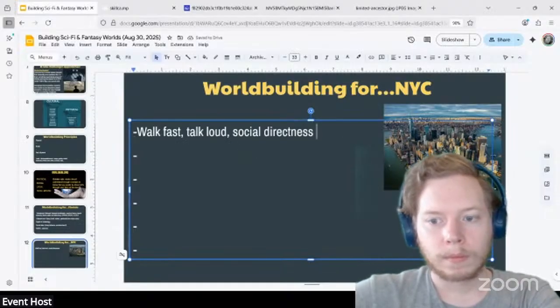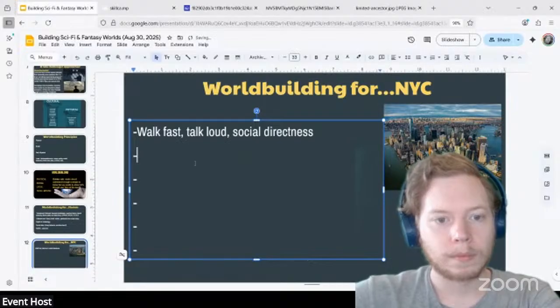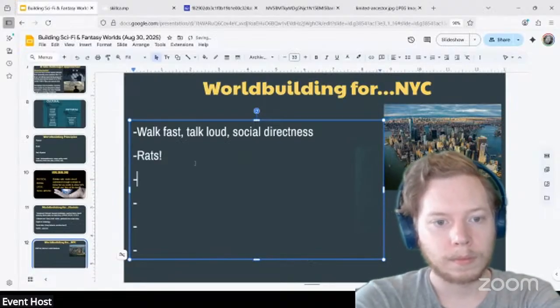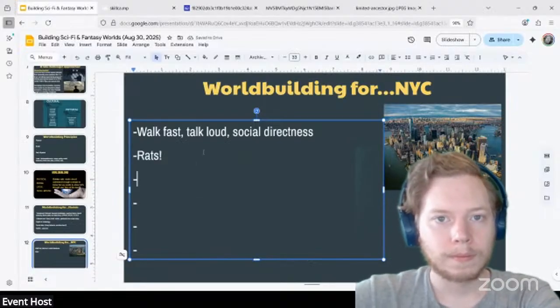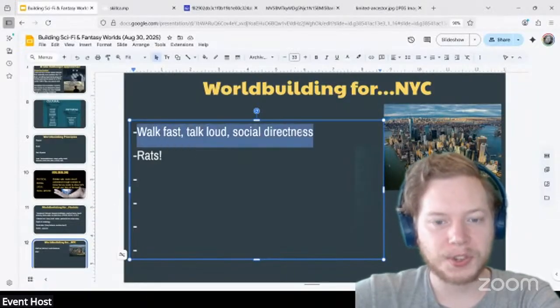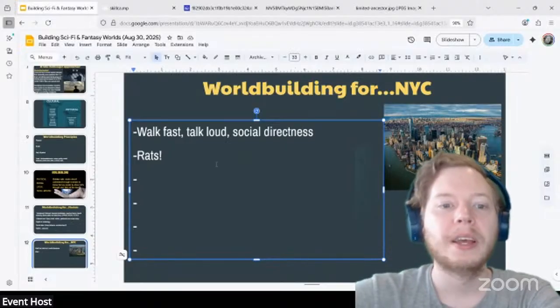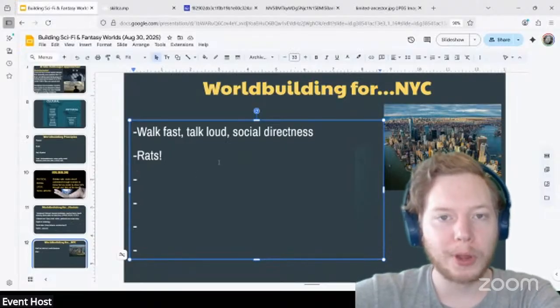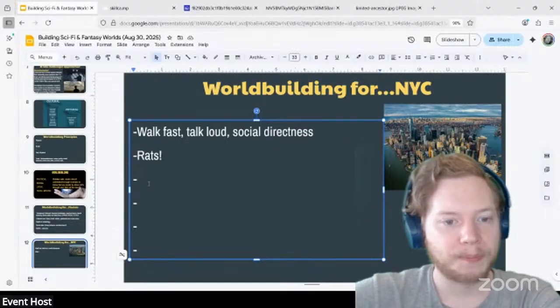I put rats. There's lots of rats, and I know they're in every city, but my God, I have not seen as many as I saw in New York. A fair number of rats is true. All right, direct social conditioning, from everything from people's movement to communication styles. What else?